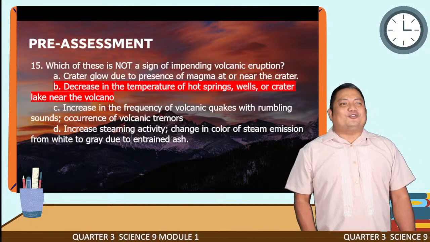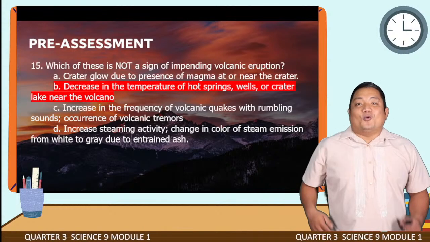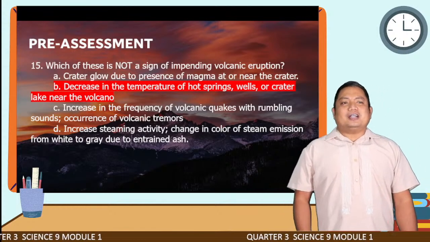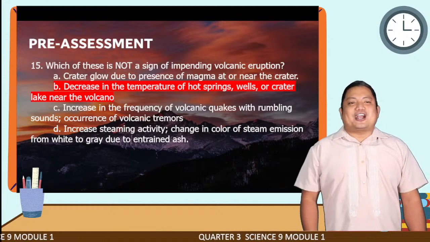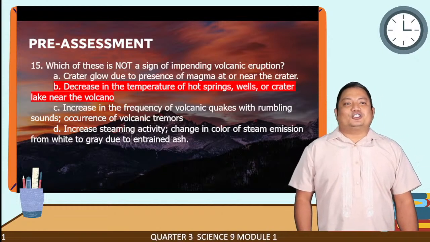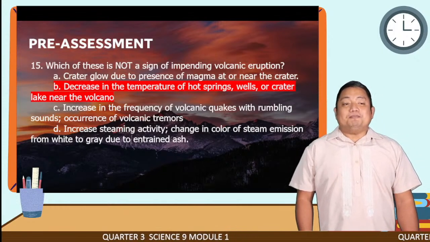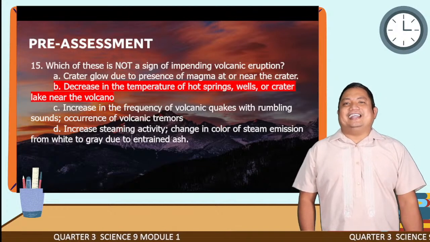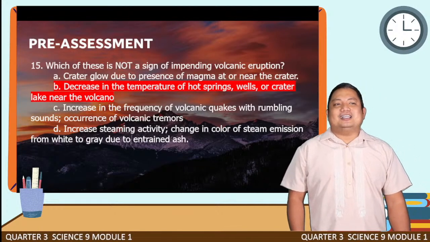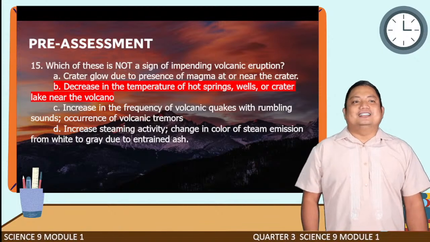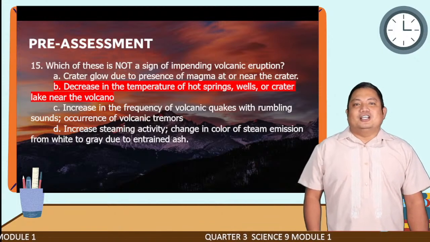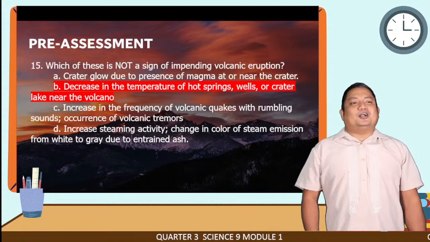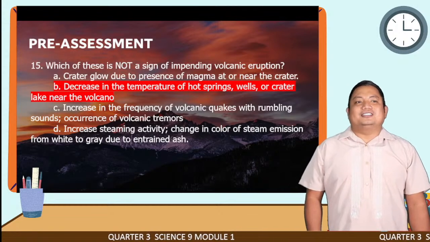So how did you find the pre-assessment? What is your score? If you got a perfect score, congratulations. But if your score is 14 and below, it's okay. Don't worry, because I will guide you to learn more about the topic in this module. So come on, let us explore together the wonderful world of science.